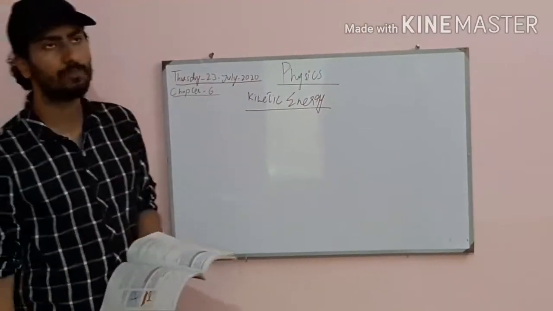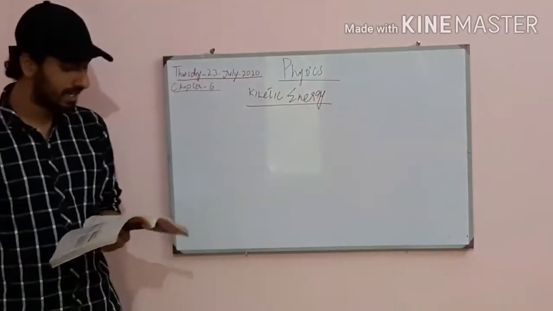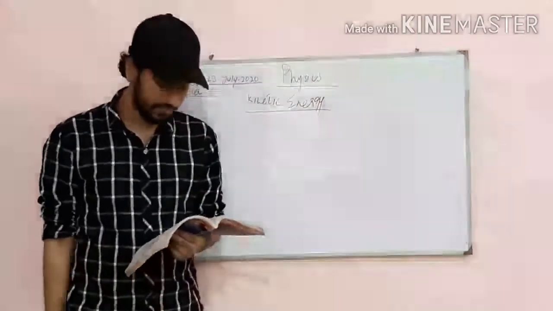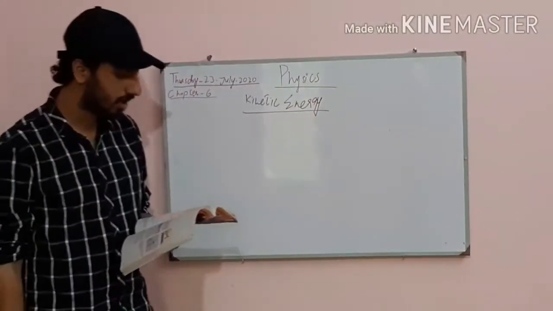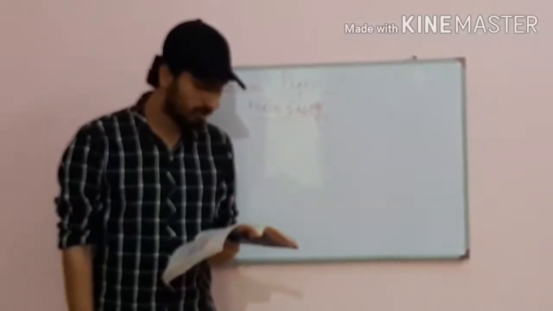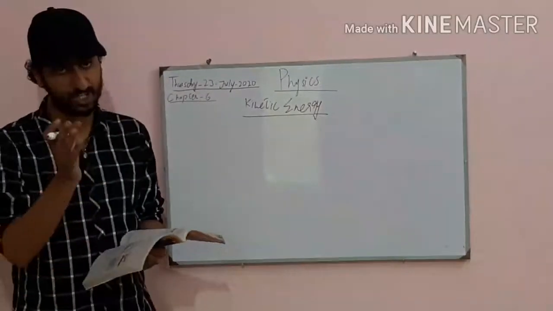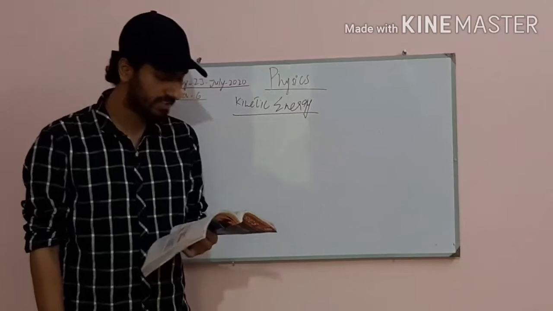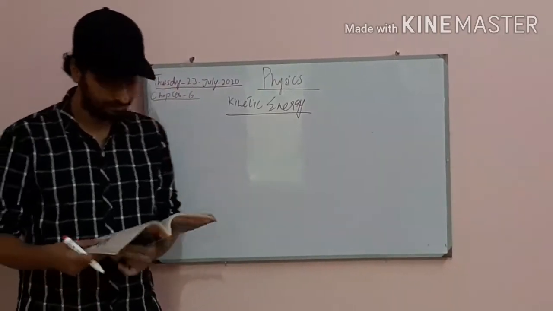It is written on page number 122 of your textbook. Consider a body of mass m moving with a velocity v. The body stops after moving some distance s. Due to some opposing force, such as the force of friction acting on it, the body possesses kinetic energy and is capable of doing work against the opposing force F until all of its kinetic energy is used up.